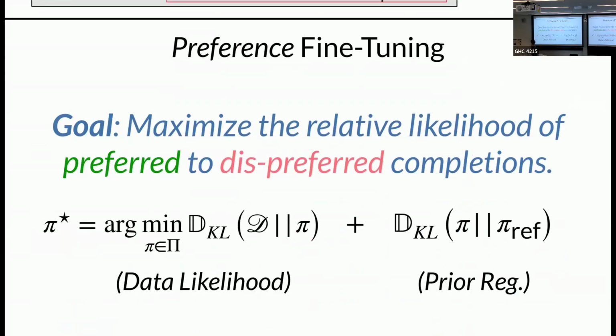Before we talk about the math, let's think about the higher level intuitive thing we're trying to go for here. Why can I not just maximize the likelihood of the preferred completions? Why do I need to maximize the relative likelihood?